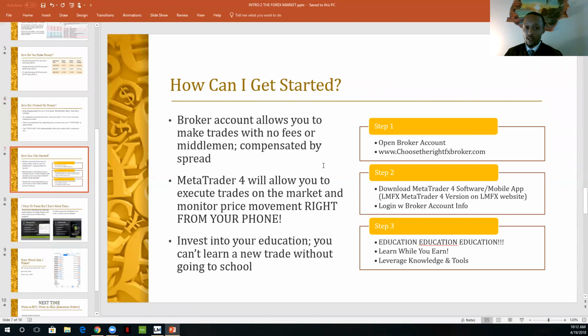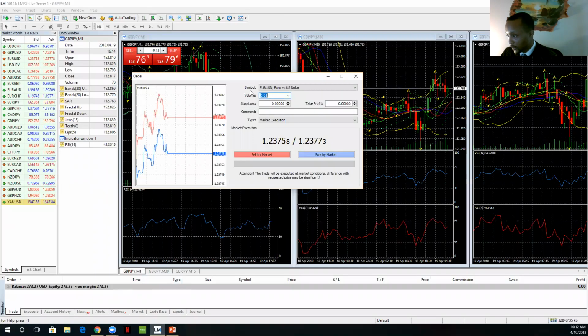They're compensated by what's called the spread. So the spread is the difference between these two numbers that you're going to see right here and right here. The blue line and the red line just represent the ask and the bid. And the difference between that is where the broker makes their money every time you make a trade. So you're going to have to overcome that to jump into profit.